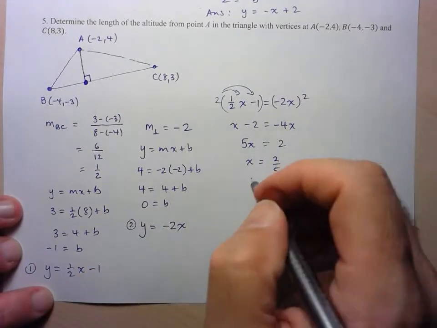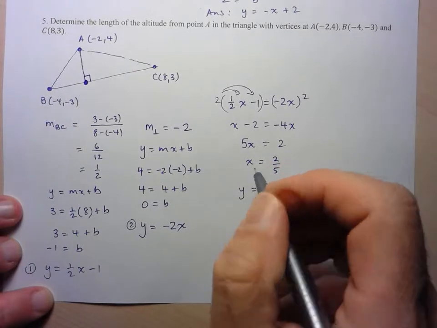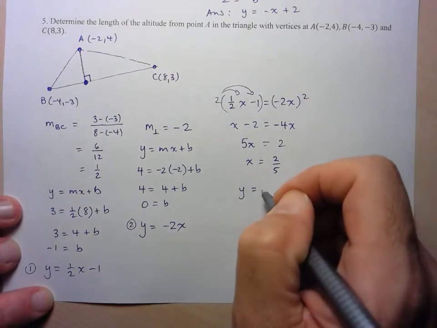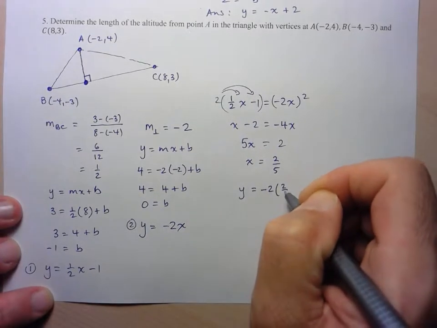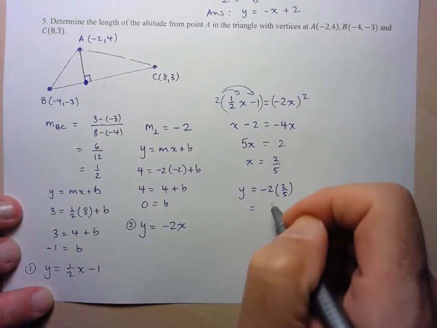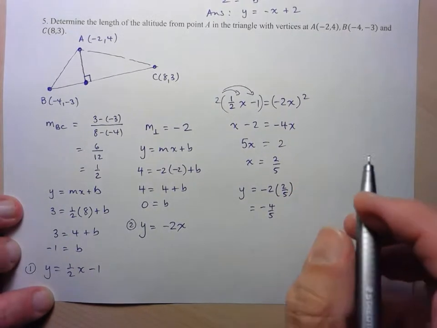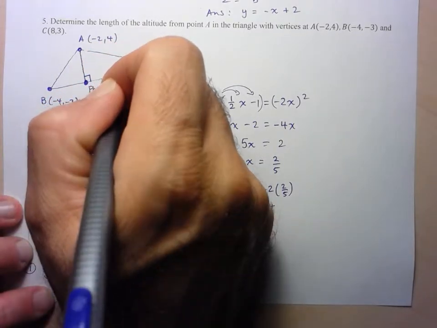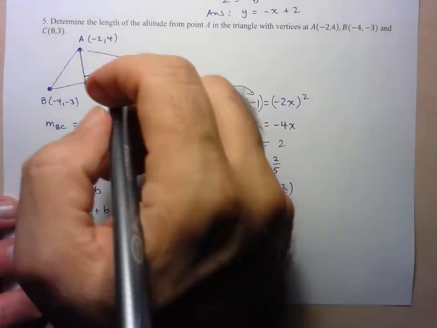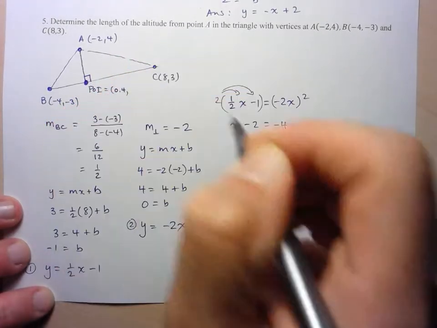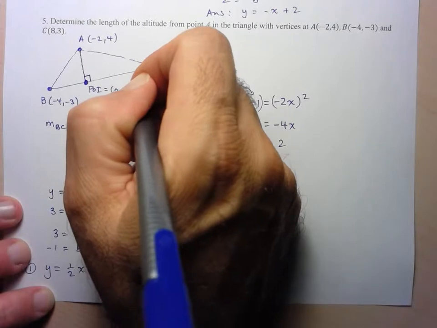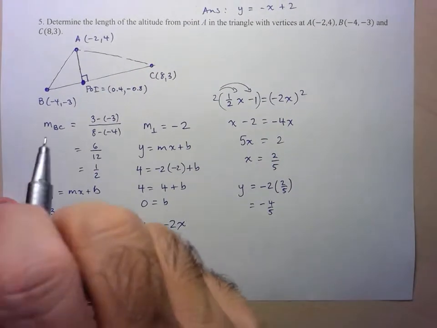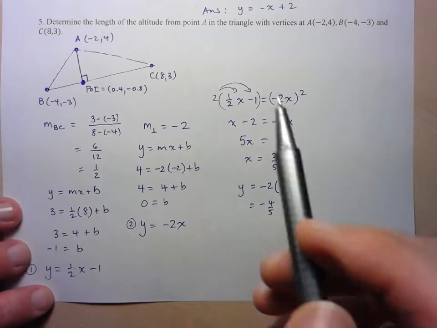Okay, and now to find the y value, I can just plug it into either one of these equations. I'm going to use this one here. It looks a lot easier. So y equals negative 2 times x, which is 2 over 5, okay, which is negative 4 over 5. Okay, and so now I have this point of intersection is equal to 2 over 5, which is 0.4, and negative 4 over 5, which is negative 0.8. And now I can finally end this problem by finding the distance between these 2 points.